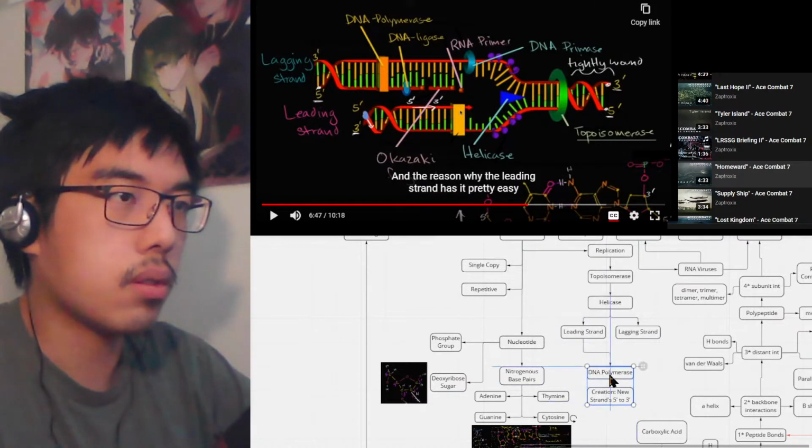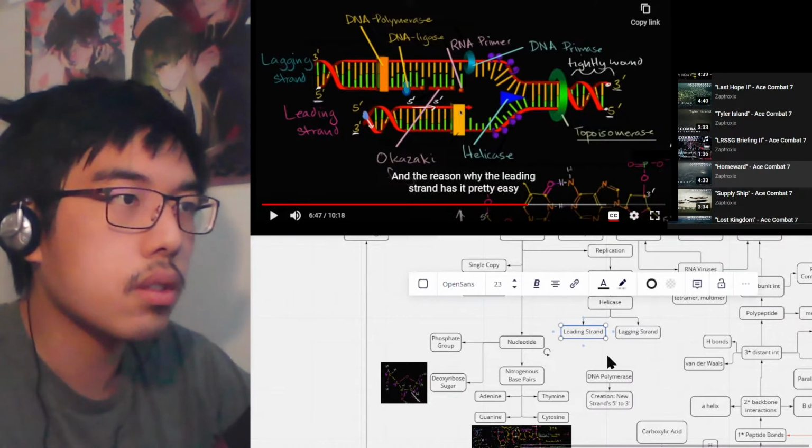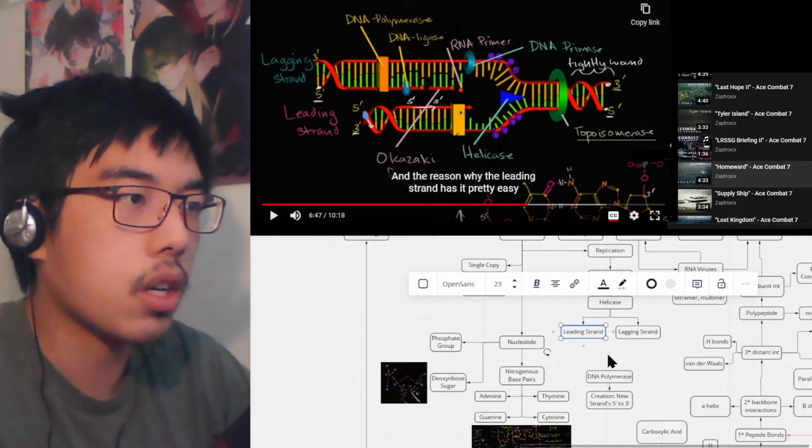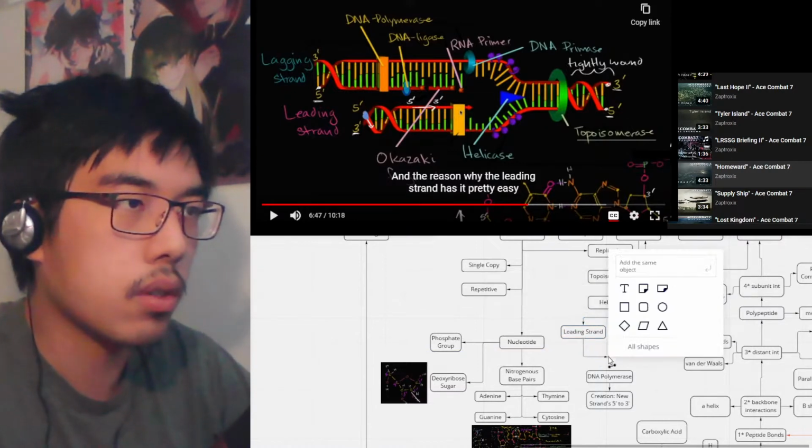Okay, so there is a common element in both of these routes, which happens to be both the DNA polymerase and the RNA primer.